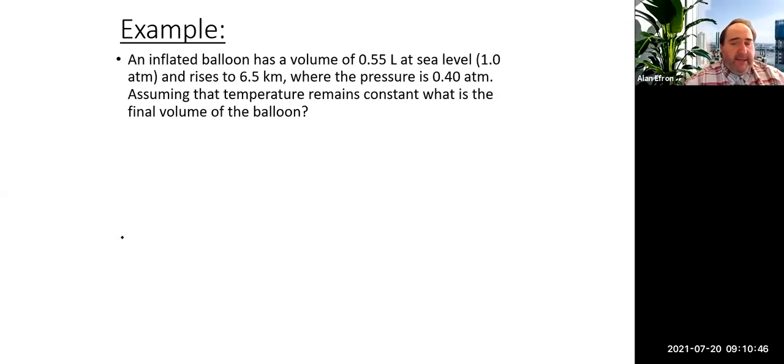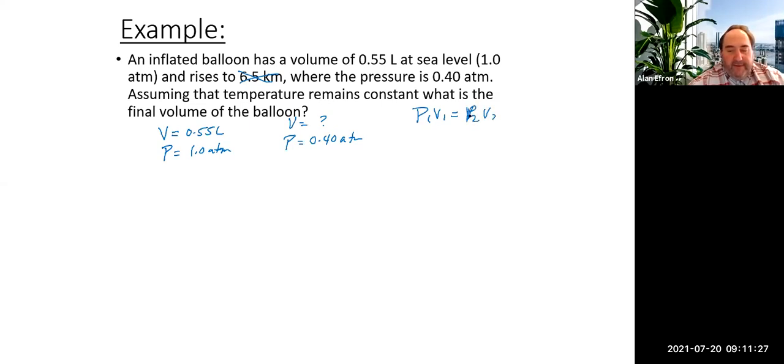Okay, let's take a look at this one. Taking the same approach, if we pull out the information from the problem, we've got 0.55 liters, which is definitely a volume. It's at sea level, which is 1 atmosphere. 1 atmosphere, remember, is a unit of pressure. It rises to 6.5 kilometers, useless information, where the pressure will be 0.4 atmospheres. And we're looking for our final volume. So again, you should hopefully be able to see Boyle's law, which is P1 V1 equals P2 V2.